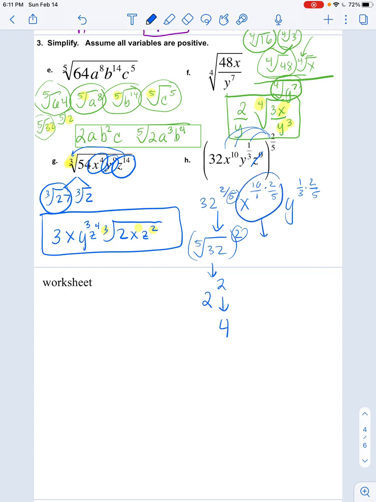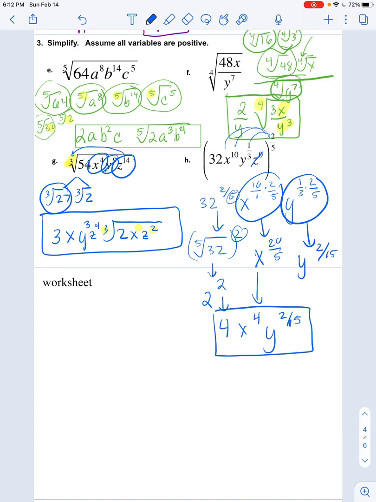How about the x part? Well, if I do the multiplying of the fractions, it becomes 20 over 5. So in my answer, it will be x to the 4th power. How about the y's? If I multiply the fraction powers, I get y to the 2 over 15. There is nothing I can do with that. It doesn't reduce. And so my final answer there is 4x to the 4, y to the 2/15. So this is about paying really good attention to detail.